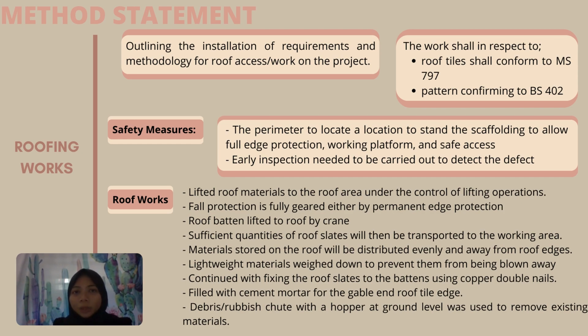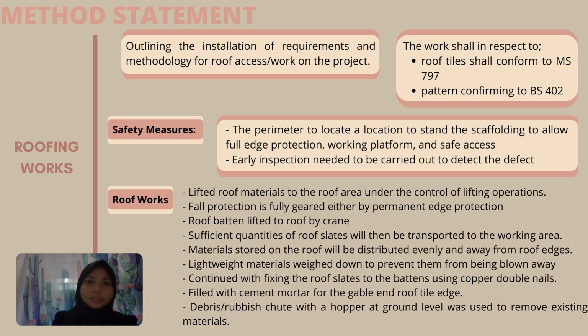So the standard that we have chosen in making the roofing works is as follows. First, the roof tile shall conform to MS 797, and then the second one is batten conforming to BS 402. So the safety measures that we have taken during the roofing works: the first one is the perimeter to locate a location to stand, the scaffolding to allow full edge protection, working platform, and safe access. And then early inspection needed to be carried out to detect the defects.